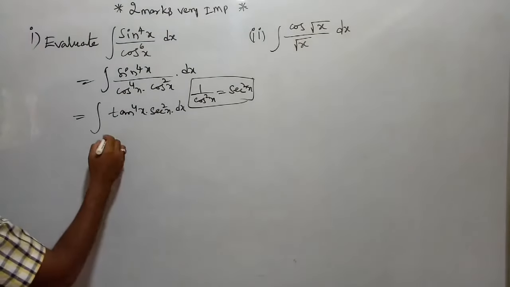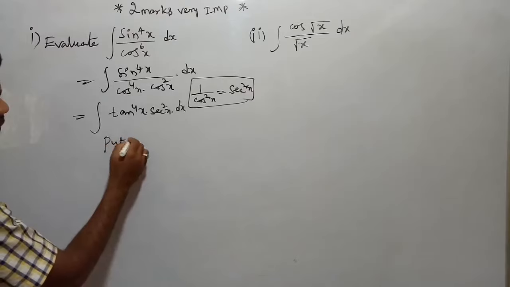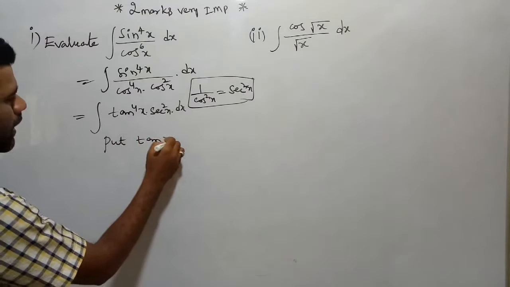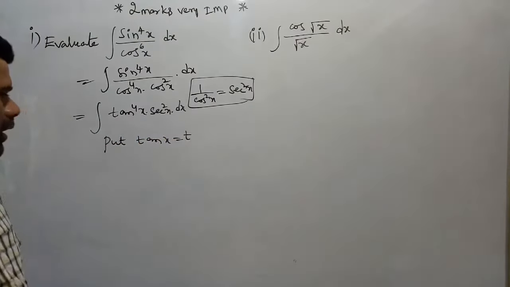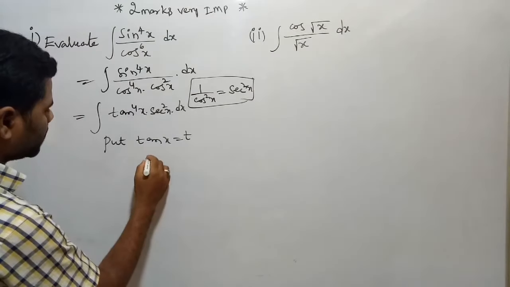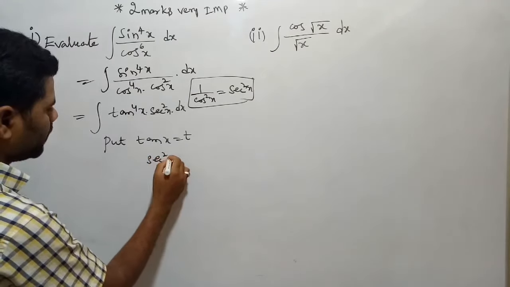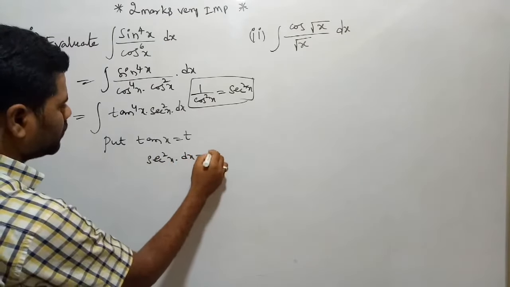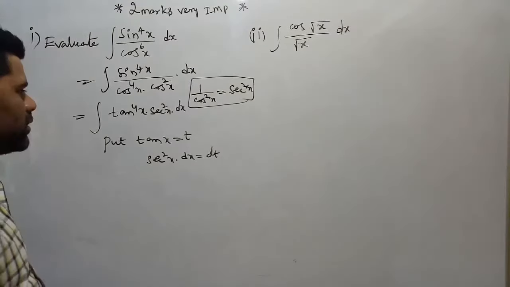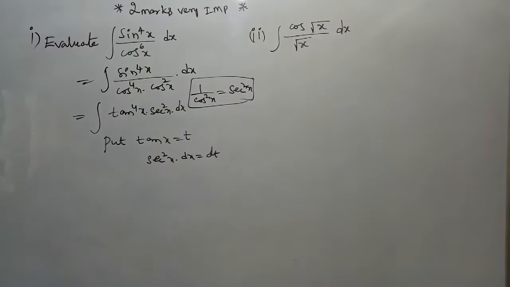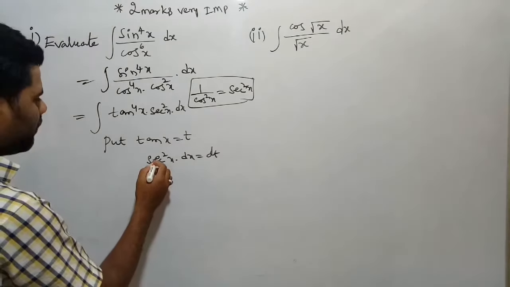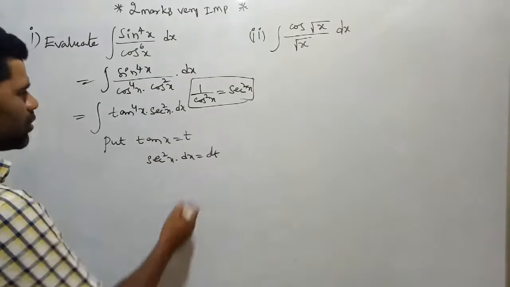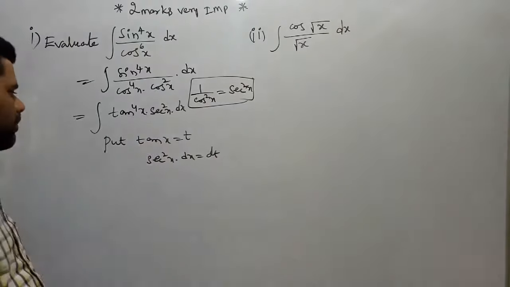Now put tan x is equal to t, and differentiating on both the sides we get secant square x into dx is equal to dt, because d by dx of tan x is secant square x. So instead of secant square x into dx, we can write dt.